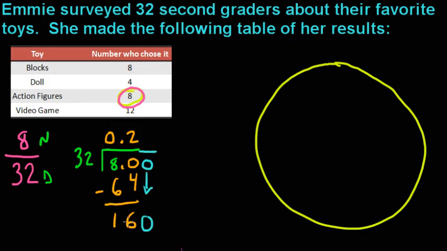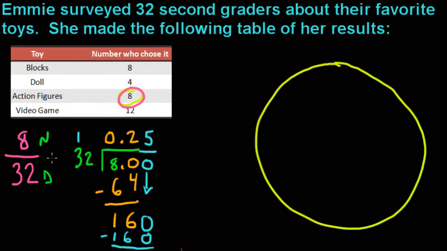Alright, 32 into 160. Well, 30 will go into 120 4 times, 150 5 times. So let's try that. We're going to put 5 right here. 5 times 2 is 10, carry the 1. 5 times 3 is 15, plus the additional 1 is 16. Oh, and look there, we have a remainder of 0. So our decimal for 8 thirty-seconds is 0.25, 25 hundredths.